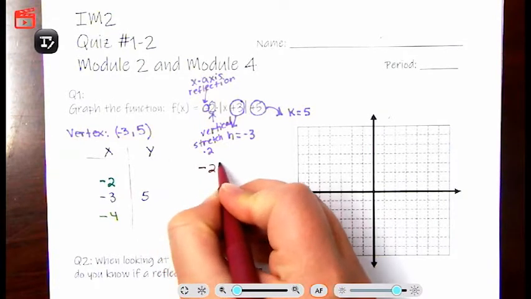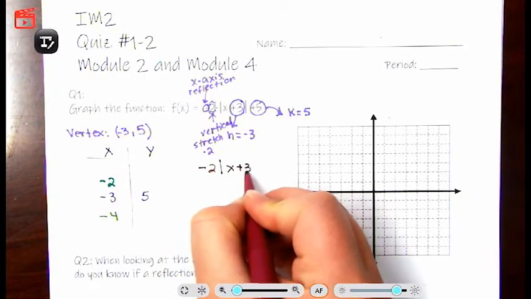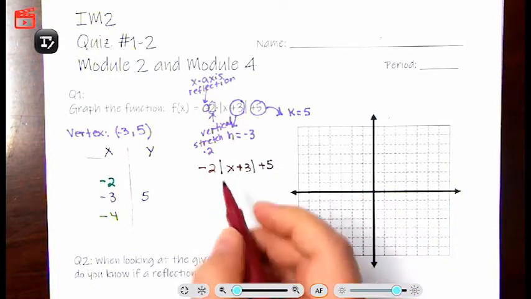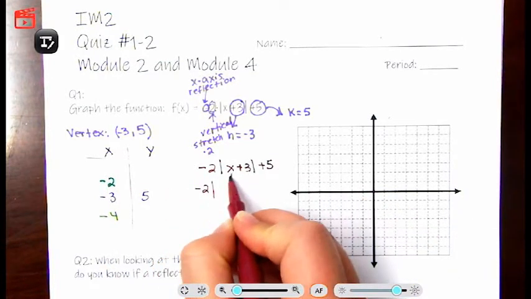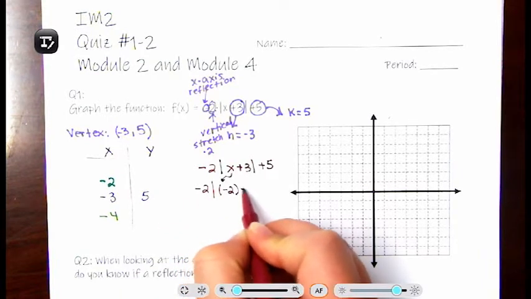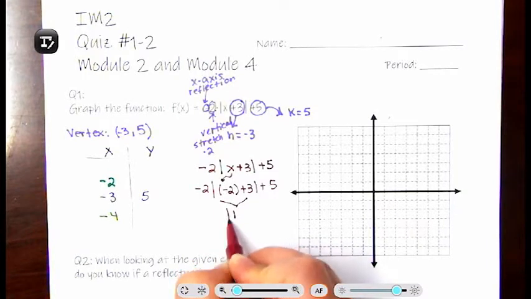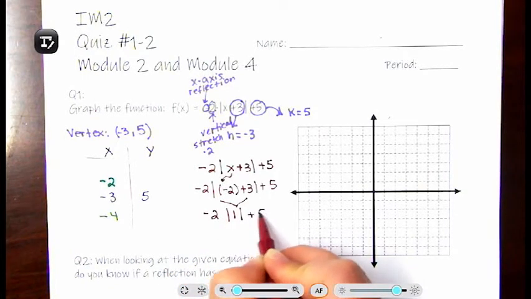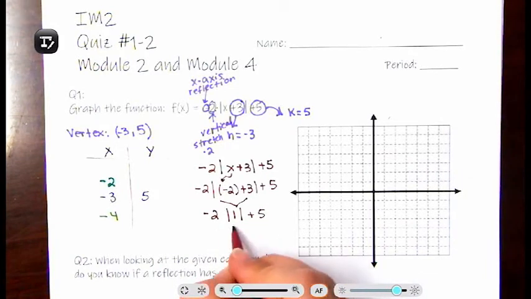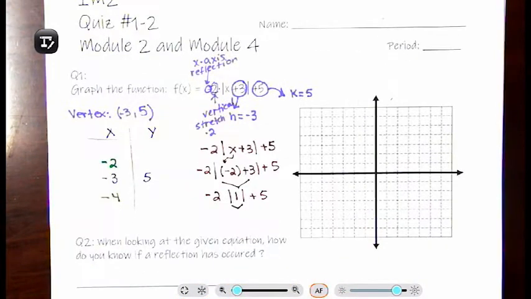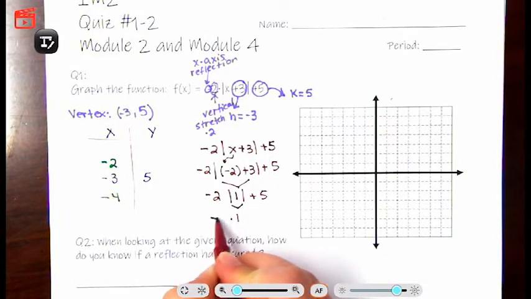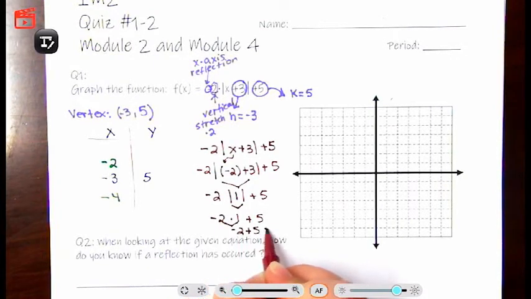-2 times the absolute value of x plus 3, plus 5. And what we're doing is we're inputting that value in place of x. So in this case, I have a -2 in place of x. -2 plus 3 is a +1, still in the absolute value section. So let's do the absolute value first. The absolute value of a positive number is still positive, and they are attached by multiplication. So make sure you multiply first. So I have -2 plus 5, which gives me a +3.